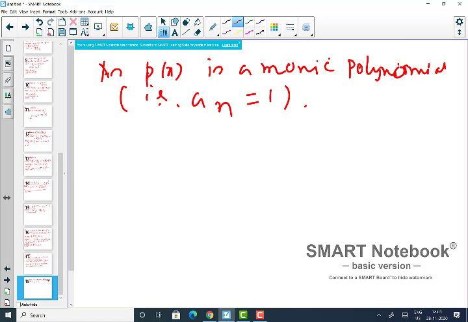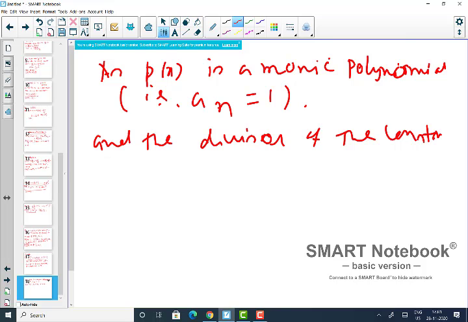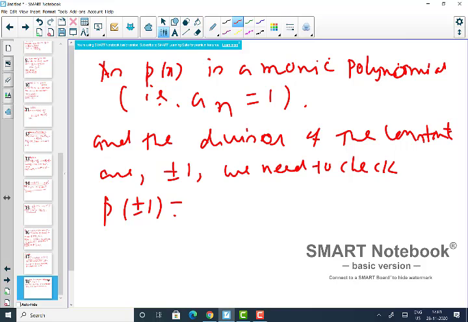If there is a root, it must be a divisor of the constant term. What is the constant term? The constant term is plus 2, right? So the divisors are plus minus 1, plus minus 2. Let me check whether for these it is 0 or not. We need to check whether p of plus minus 1 is equal to 0 or not. If it is reducible, it has to be 0. If it is irreducible, then it cannot be 0.